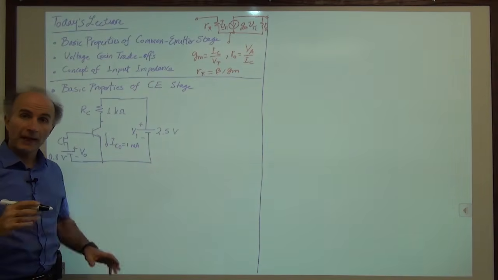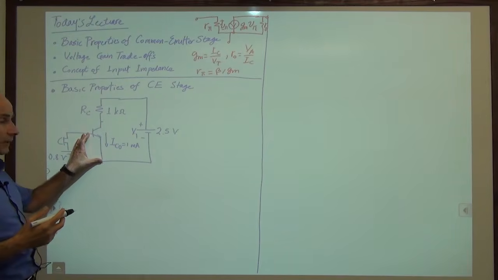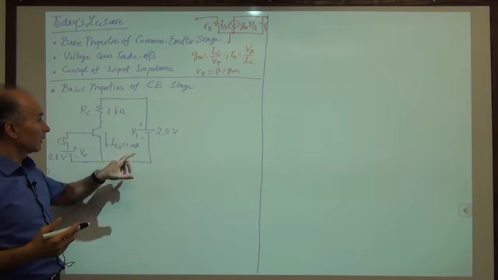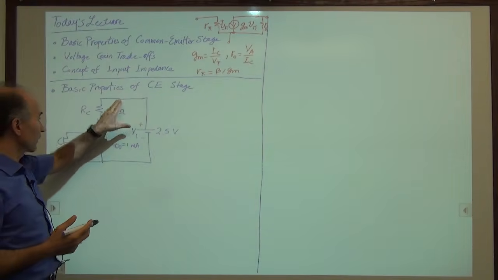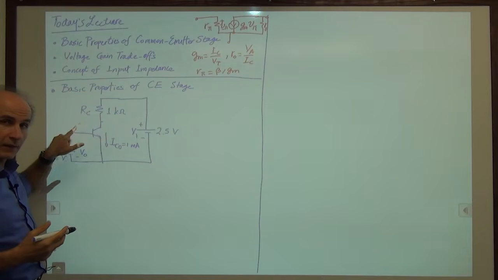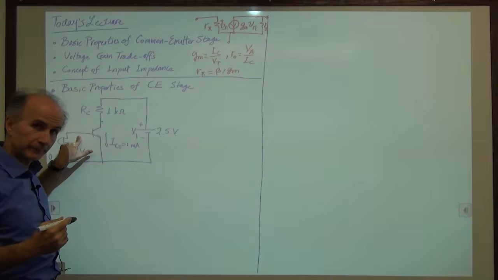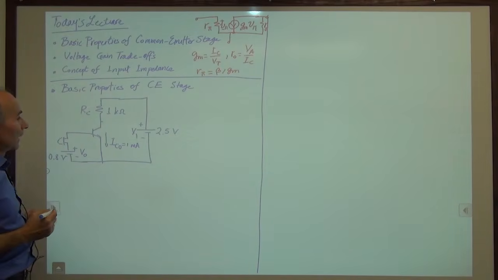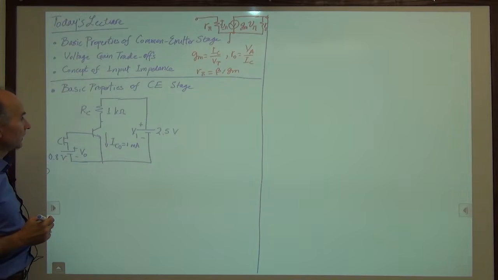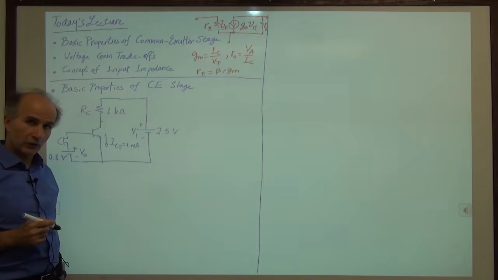All right, so we have biased up the circuit. We have a bias here to give us the proper base-emitter voltage and proper collector current. We have another bias here to make sure that even though there's a drop across R_C, the collector is still at least equal to the base, maybe higher. All right, so the first question that we need to answer is, where is the output voltage of the circuit?